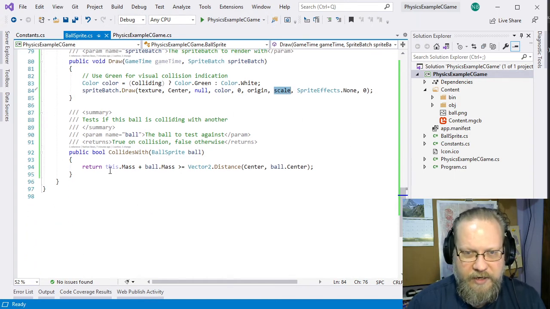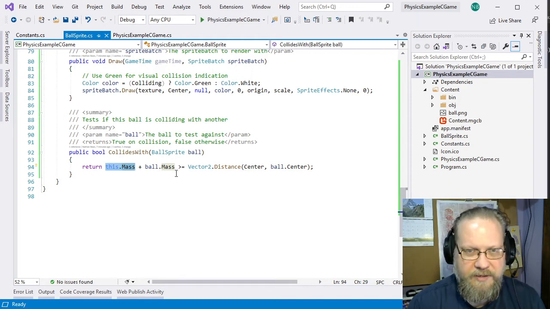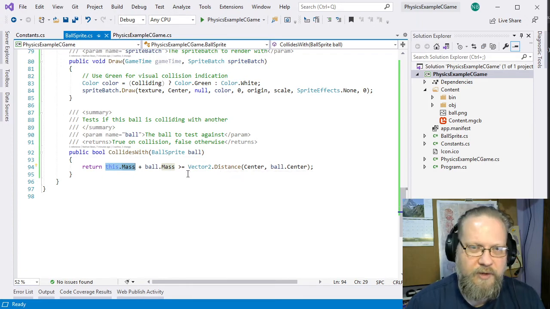And then here's the collides with, which, remember, the mass and the radius are effectively the same for our balls, so we just add the two masses, see if that's bigger than the distance between this ball and the other ball's centers. And if these radii added together are bigger than that distance, then we know that these two balls are colliding.